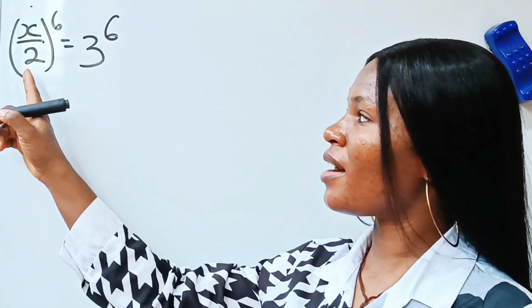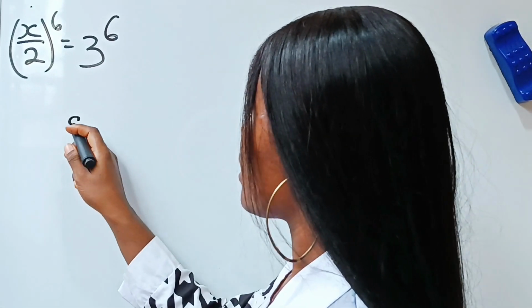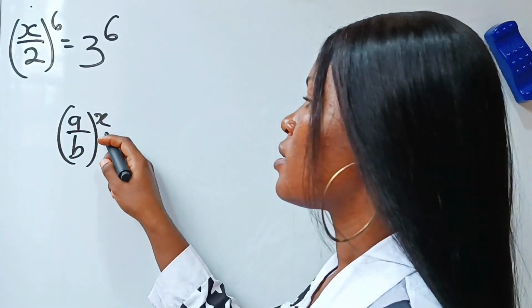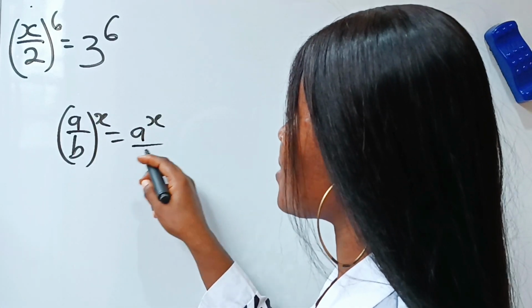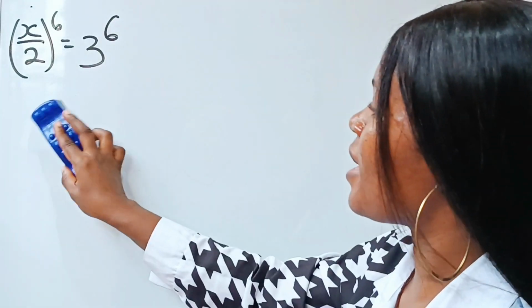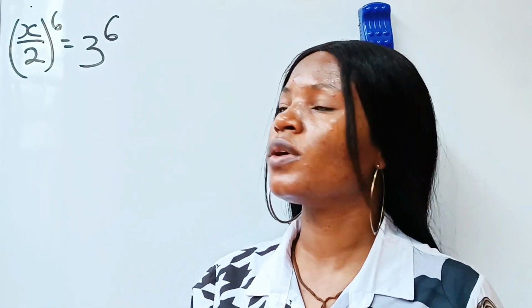Join me, let's find all the values of x. Okay, first, when you have a divided by b raised to the power of x, this is the same thing as a to the power of x divided by b to the power of x. I'll be a bit fast because I don't want this video to be long. I will be fast, but I will be explicit, you understand.